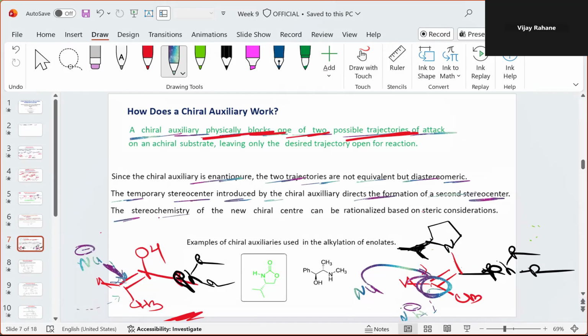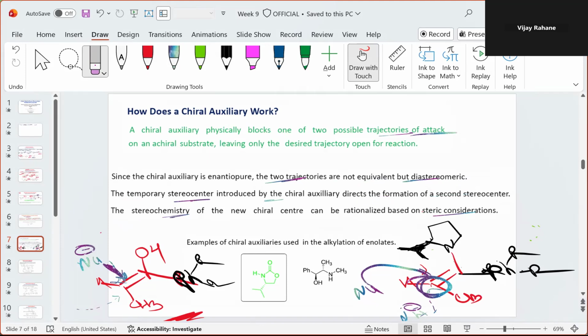The stereochemistry of the new chiral centers can be rationalized by steric consideration. If the steric repulsion is very high in the chiral auxiliary, in that case we can enhance the selectivity. So depending upon how much steric bulk we are using in this auxiliary, we get the selectivity according to that.